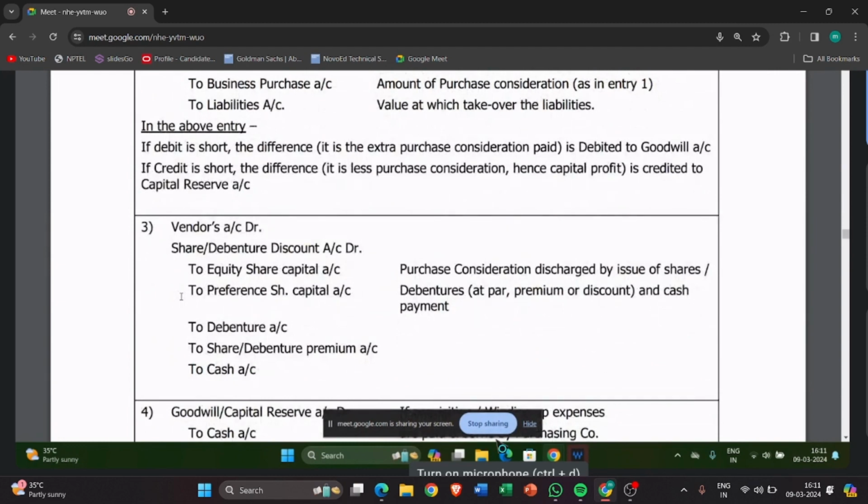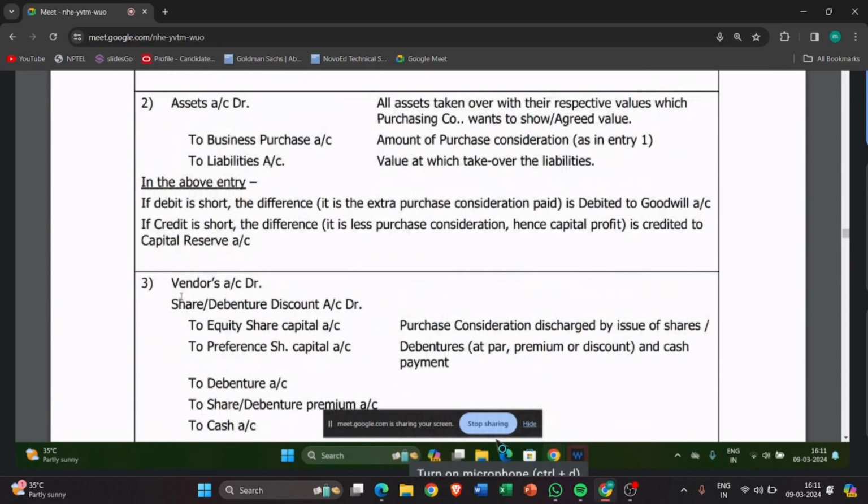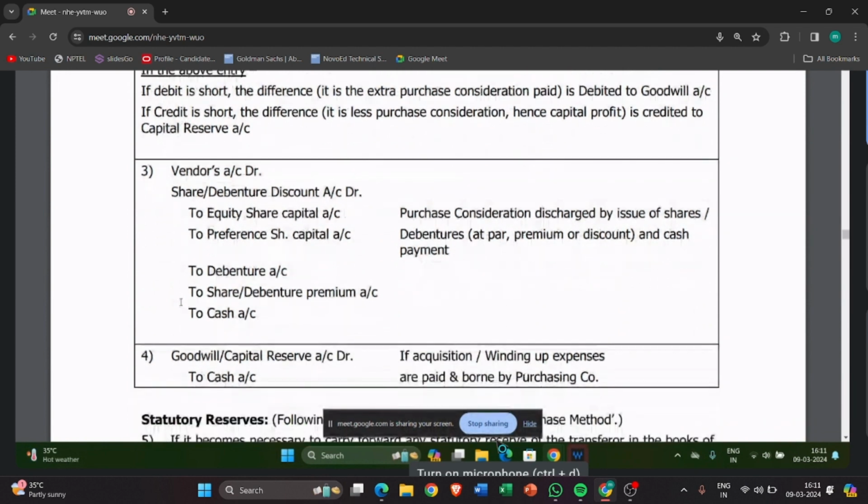Journal entries don't change. What changes is only the amounts. Right now, when it is paid off, purchase consideration is discharged. I am paying it to the liquidator of the transferor company. However, what am I paying? I can either give them share capital, preference shares, debentures, or cash. If these are at premium, write it to securities premium. If these are at a discount, write it as discount on issue in the debit. Same as we've done in the merger, the same thing.